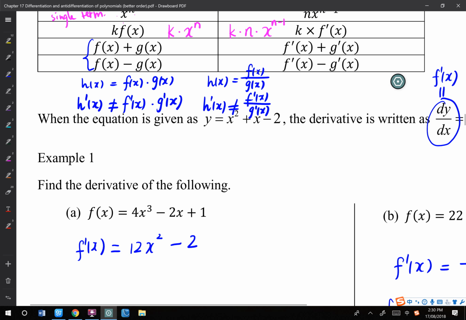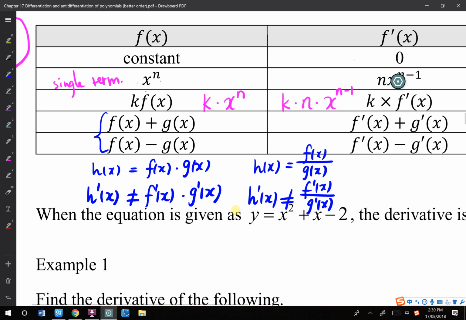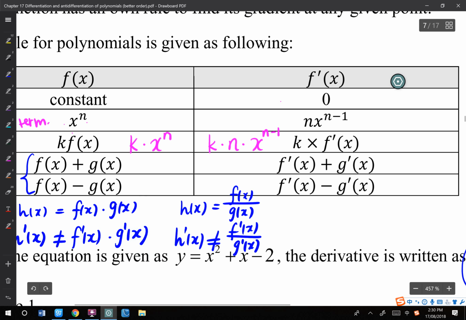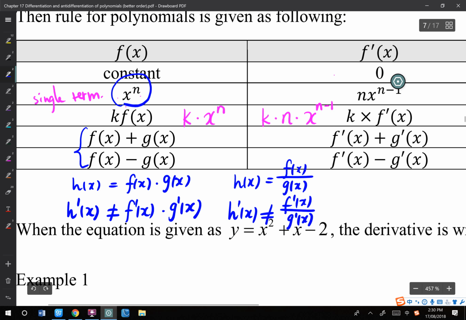And the next important thing is we can't have function times function, or divided by any function. We must have everything with a single term x and plus or subtract between each other. So the only form I can differentiate is like this. Any times anything, even x plus 1 to the power of n, I can't differentiate. It must be a single x with a single coefficient.